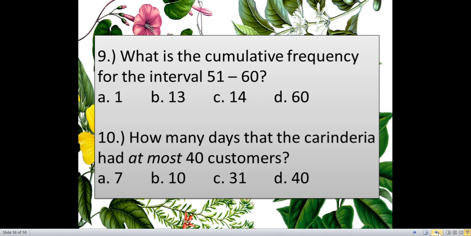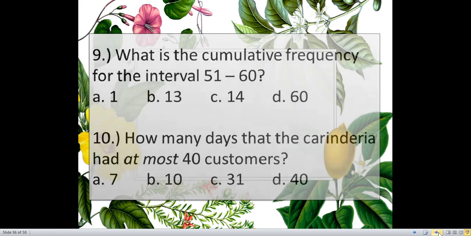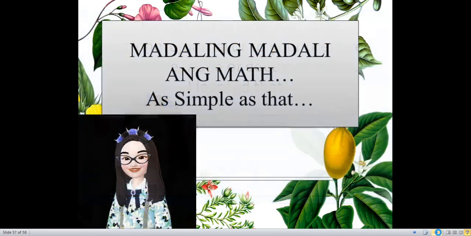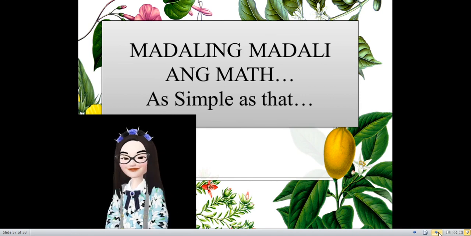Okay, now that we're done with the learning task 1A, 1B, 2A, 2B, 3, the fill in the blanks, and the quiz, you can now finally make your reflection. Again, your reflection could be a video blog, a narrative post, a photojournal, or your preferred reflective mode of documentation. Just don't forget to state or write the following 3 statements. I learned that, I realized that, and I will do. Then, you can finally say, madaling-madali ang math, as simple as that.